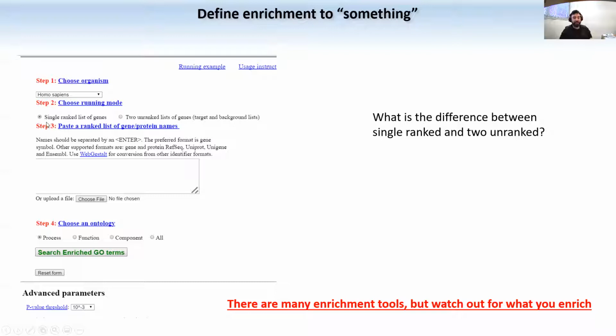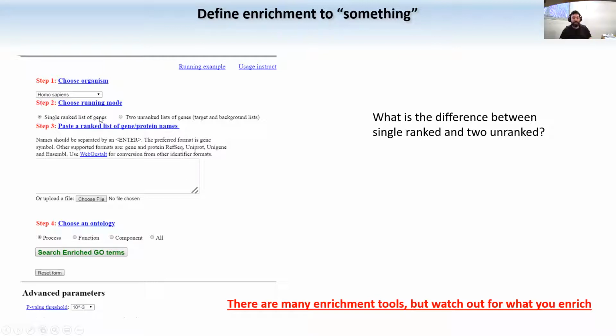You can either input it as a single ranked list of genes or two unranked lists of genes. And this is actually critical for what I just explained. If you choose the two unranked lists of genes, it means that you will have a set of proteins that you want to find what is specific for them. Let's say your protein is regulated by the stimulation, and as your background you use all the proteins that are identified in your analysis. So all the muscle proteins, coming up from your sample. And then what you get as an enrichment is proteins that are specific for your stimulation.